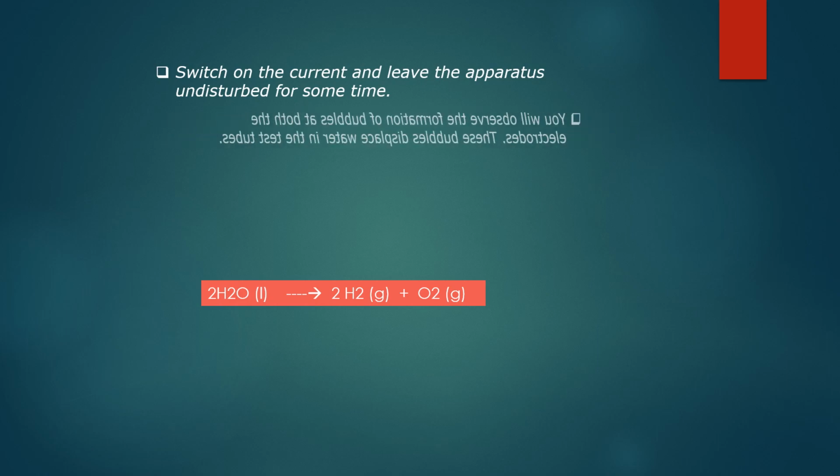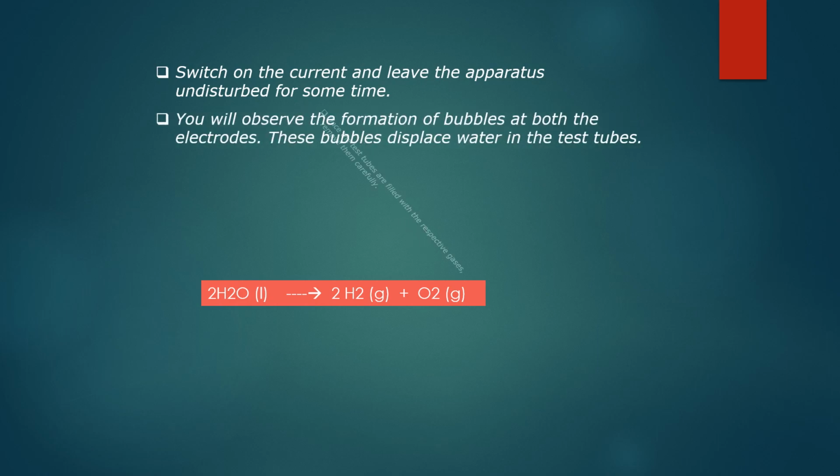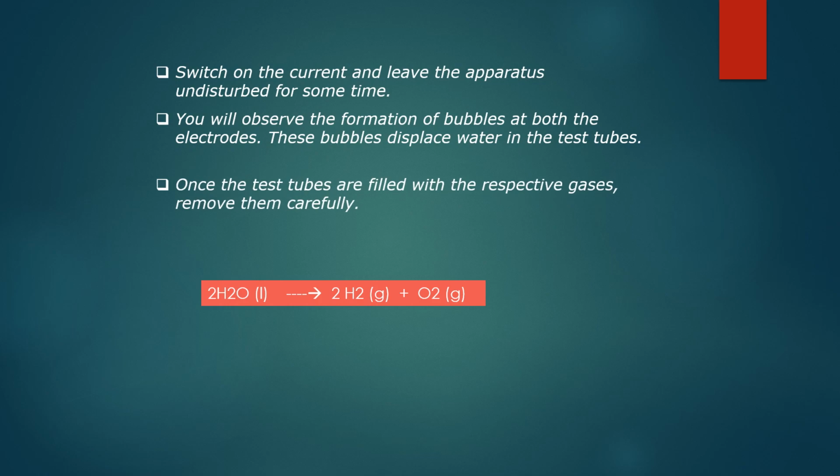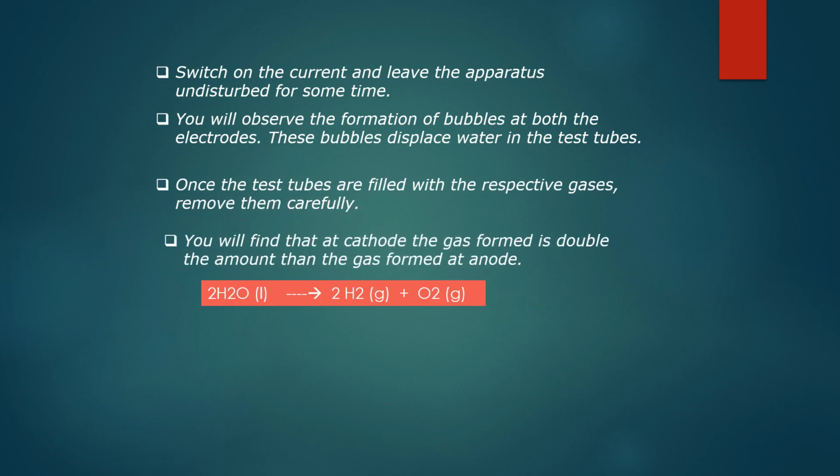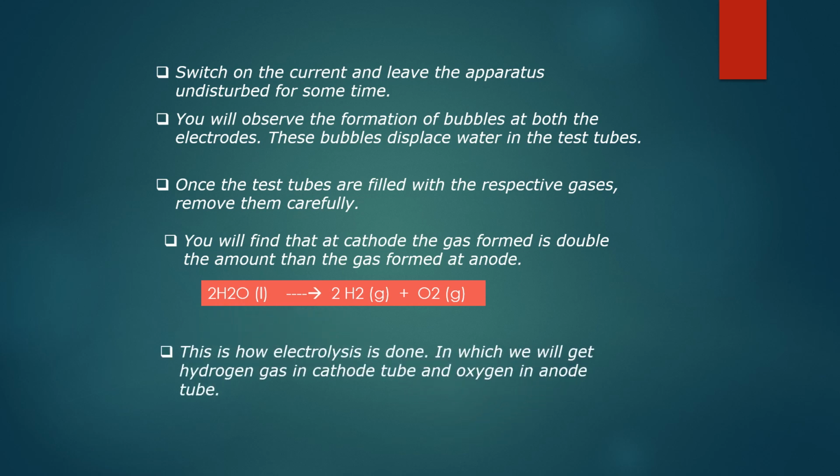We will see that there is bubble formation at both the electrodes, and these bubbles are displacing water in the test tubes. Once test tubes are full of the gases, you will find that at cathode the gas found is double the amount of the gas found at anode. Why is this so? Because at cathode is formed hydrogen gas, which is two molecules of hydrogen, and at anode the gas formed is oxygen, which is a single molecule of oxygen, because the formula stands as H2O.